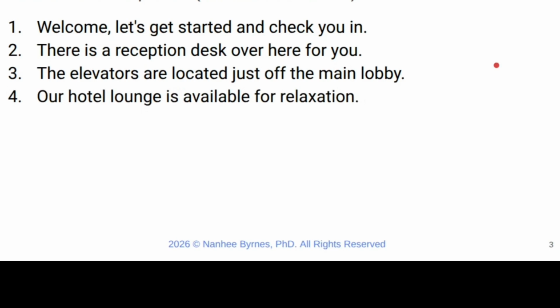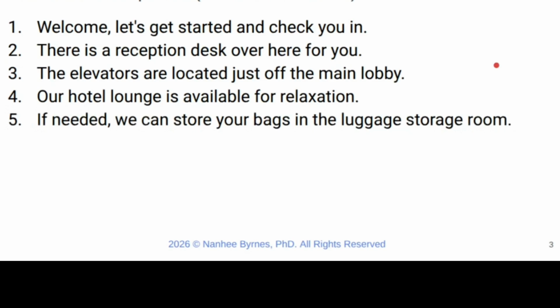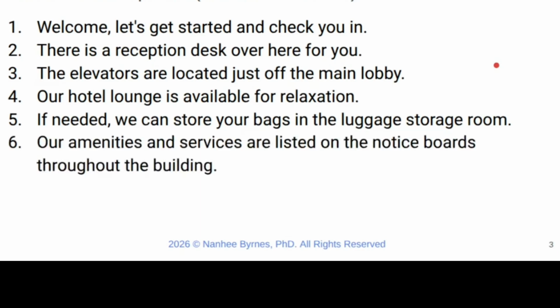If needed, we can store your bags in the luggage storage room. Our amenities and services are listed on the notice boards throughout the building. To avoid being charged a late departure fee, be sure to check out of your room on time.